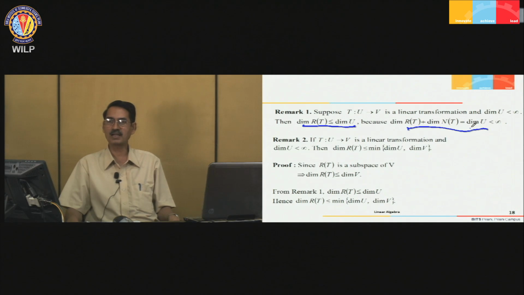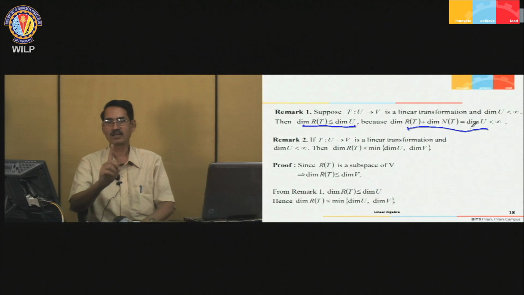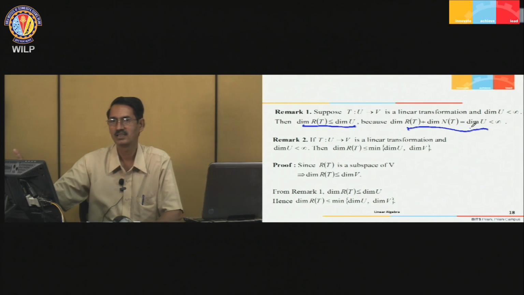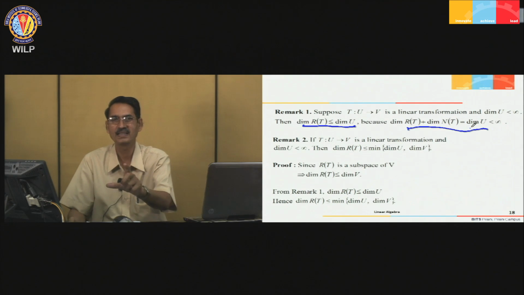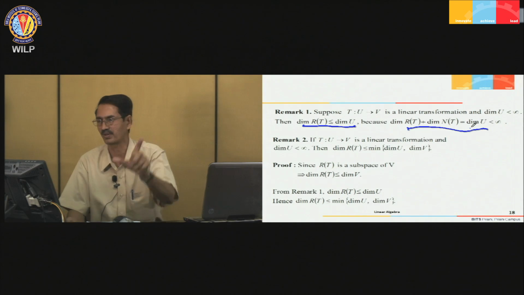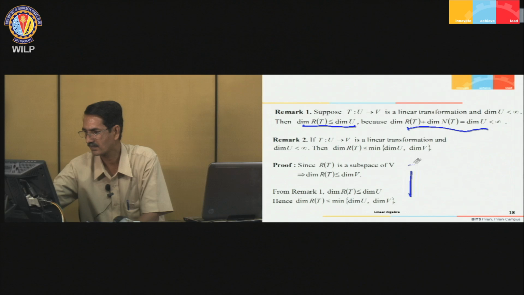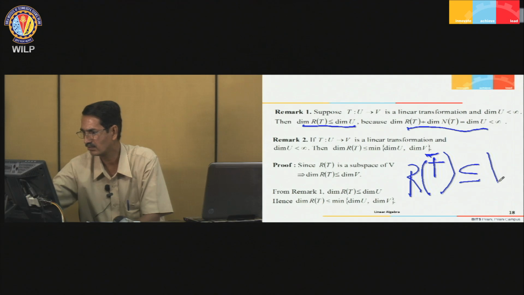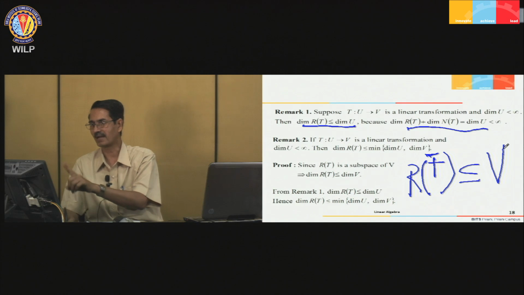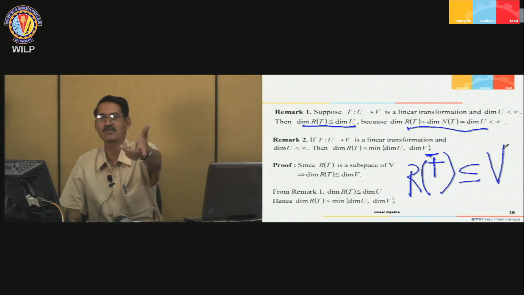But something more is also to be noted. What is R(T)? Range space of T is a subspace of V. When it is a subspace of V, it is also a subset of V. Therefore dimension of R(T) cannot be larger than the dimension of V, because R(T) is a subset of V.